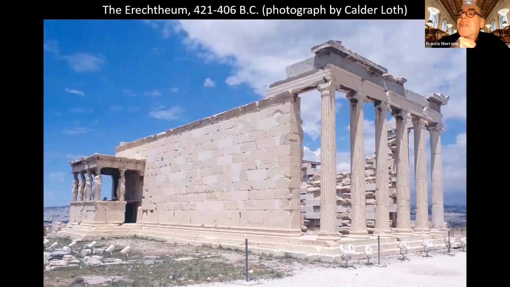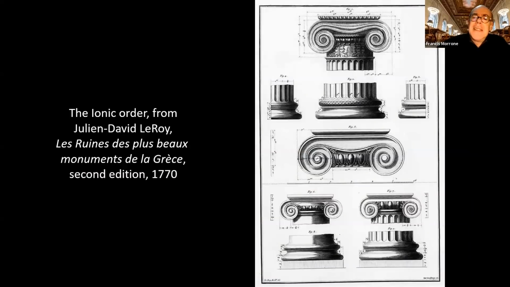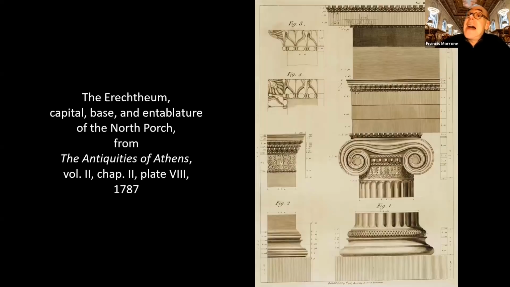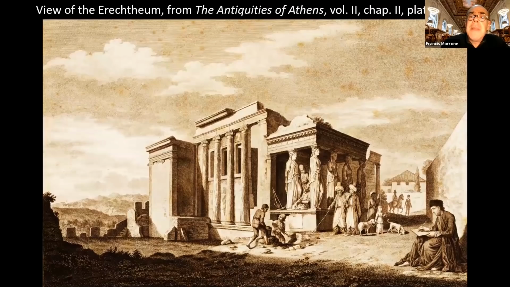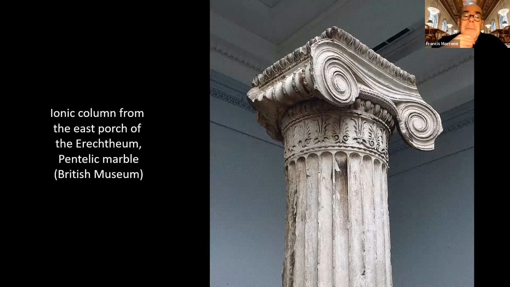And this is the greatest Ionic building of them all, the Erechtheum. Lavoie's rendering of the Ionic Order of the Erechtheum. I think that the Ionic columns of the Erechtheum are one of the most beautiful things in the history of Western civilization. What a great picture. This is one of those sort of vignettes from the Antiquities of Athens. Just great. But here's the column. Look at the column. This is in the British Museum, where you can really study this stuff up close.